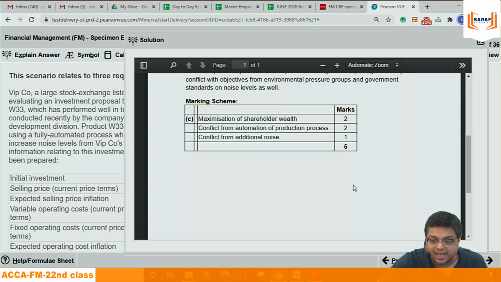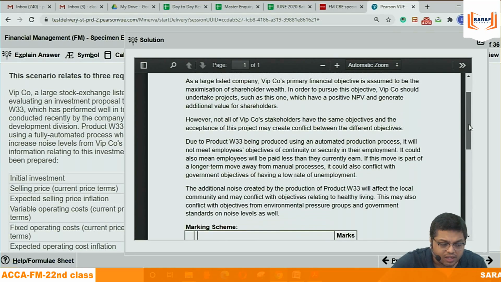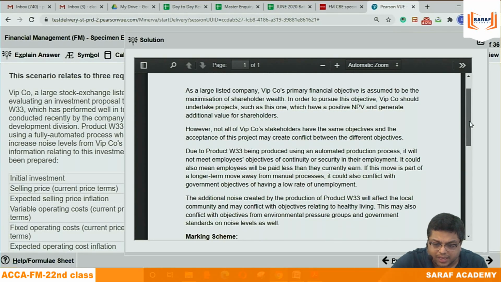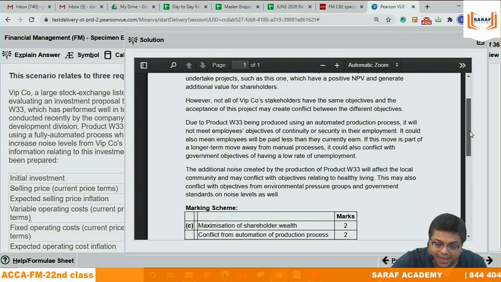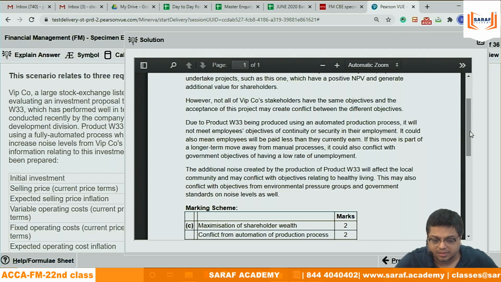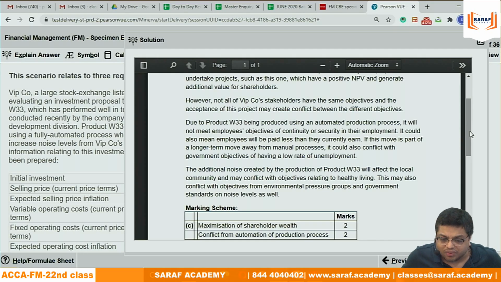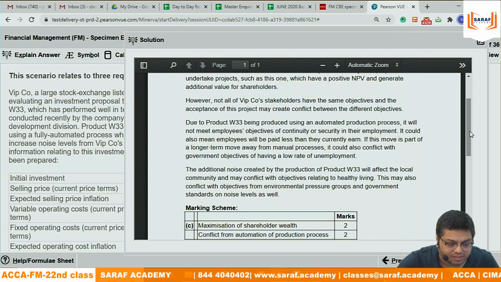So how will you generate 5 points when the data is not giving you other information? They have given you information about employees. They have given you information about noise. And they have given you shareholders, that it is positive. So how will you generate 5 points? When the question does not have 5 points, how will I write 5 points?